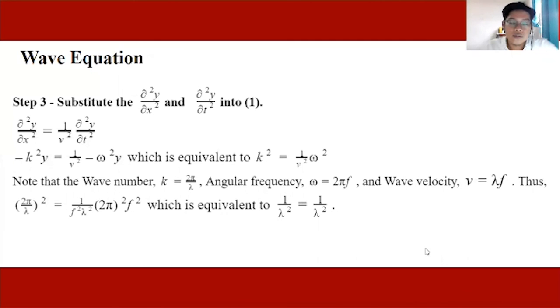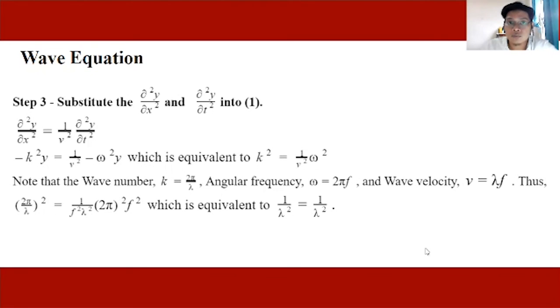Okay, so for step 3, we need to substitute the double derivative of y with respect to x and the double derivative of y with respect to t into equation 1, which we will get k squared is equal to 1 over v squared times omega squared. And we have to note that the wave number, which is k, can be represented as 2 pi over lambda, angular frequency is equal to 2 pi times f, and wave velocity is equal to lambda f.